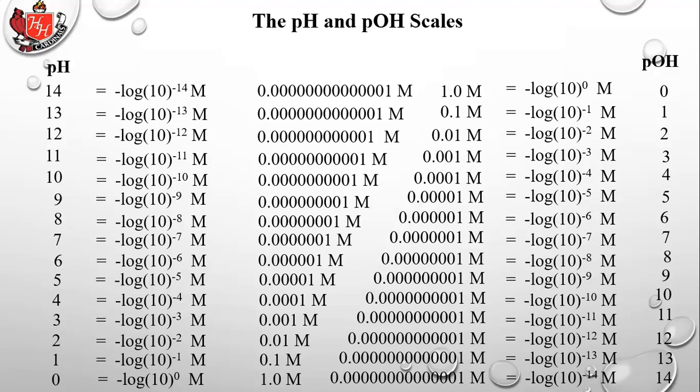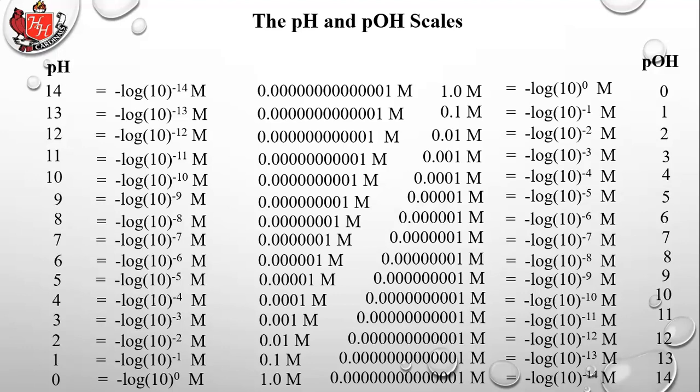And the relationship is that the pH and the pOH will always add up to 14. So 14 on the pH scale plus 0 on the pOH scale equals 14. 13 on the pH scale plus 1 on the pOH scale, I'm going from the far left over to the far right, also equals 14, and so on all the way down. So you can see that at a pH of 14 you have a pOH of 0. That means the hydroxide concentration is relatively high. It's 1 mole per liter of solution.